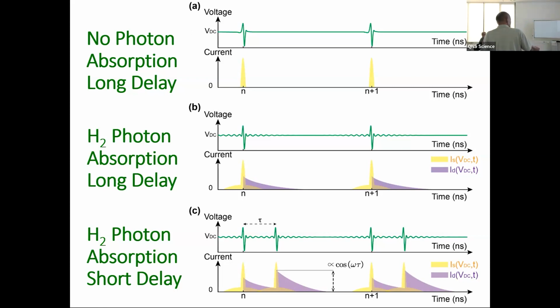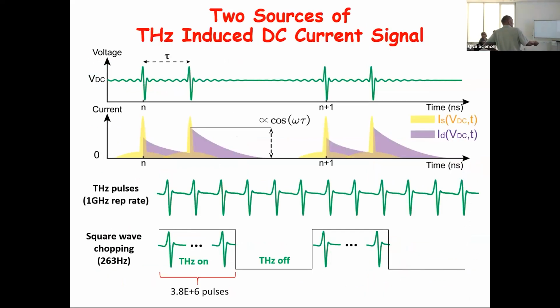Okay, that's the purple. Now, this is when the two pulses are very far apart. So when the two pulses are close to each other, like in this case, as a function of delay tau, and with hydrogen absorbing, then you'll see oscillations due to the overlap correlation between these two. In this experiment, what you measure is that when the two pulses are sufficiently close, when they have an effect on each other, then you see some oscillations which are proportional to cosine omega times tau. And then you chop at 263 and take the difference between these two. So you're basically looking at the DC current due to the effect of the two pulses.